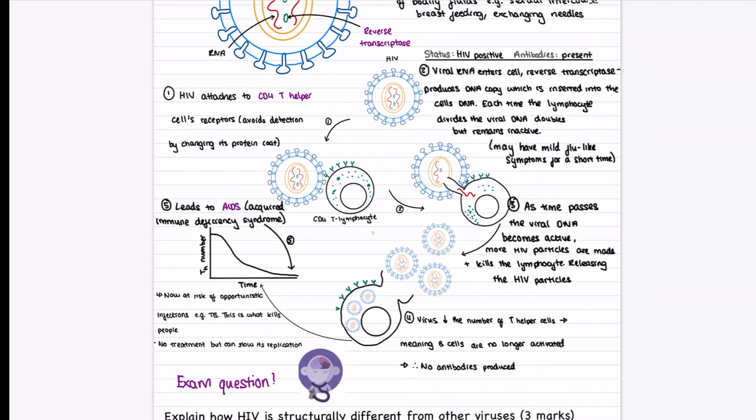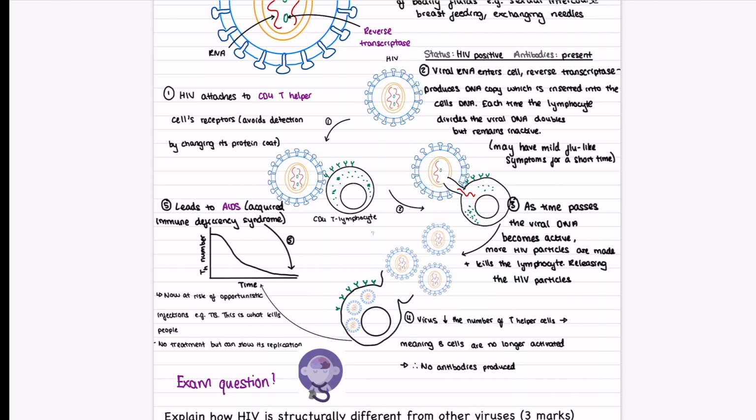So, on to how HIV actually infects us. HIV attaches to a CD4 T helper cell receptor, and it avoids detection by changing its protein code. Then the viral RNA enters the cell, and reverse transcriptase produces a DNA copy which is inserted into our cell's DNA. Now, each time the T lymphocyte divides, viral DNA doubles but remains inactive. At this stage, it is important to try and catch the mild flu-like symptoms that they present with in order to be diagnosed early, rather than missing this step and getting diagnosed later.